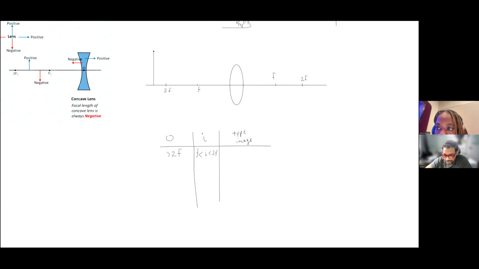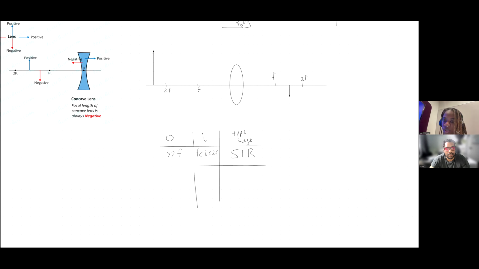So you're thinking in terms of the ratios that we talked about before, right? Because a lot of people would be like, well, what do I plug in for I? But we don't need to know that because we know that it's smaller than 2f. So this is going to give you a small, inverted, real image that will be located between f and 2f. So something like that. Gotcha. Okay, that makes sense. I feel like it's clicking.